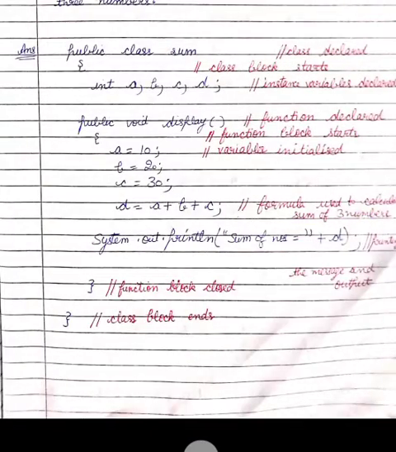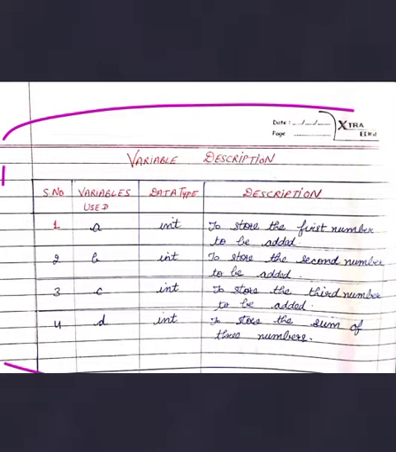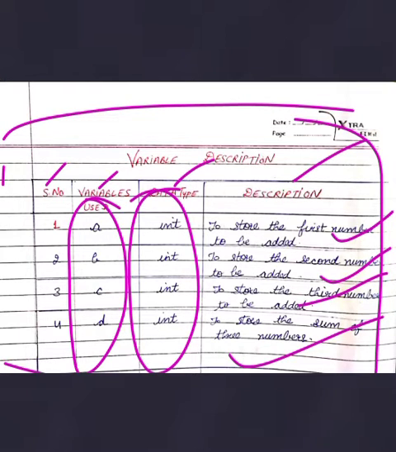Then we have to write the variable description also. Variable description you can write in the form of this table. It can be written in tabular form, and you can write serial number, variables used, data type, and description. And these A, B, C, D variables we are having, all are of int type. A is to store the first number to be added, B is to store the second number to be added, C is to store the third number to be added, and D is to store the sum of the three numbers. So like this we have to write the variable description for all the programs.